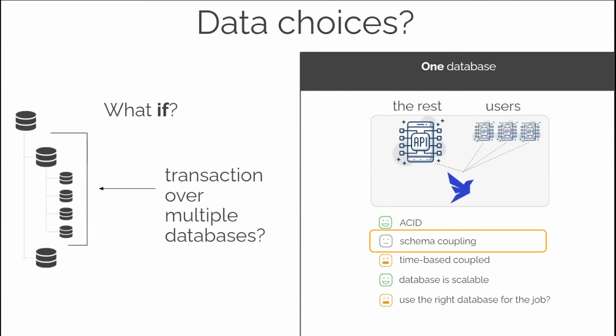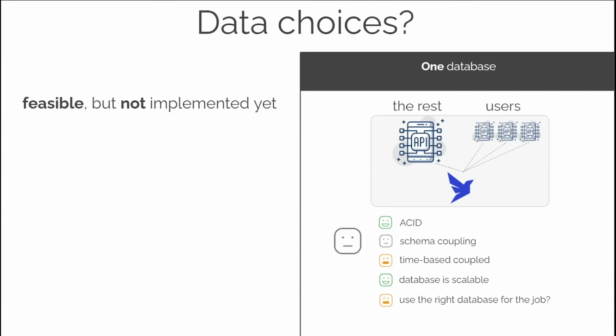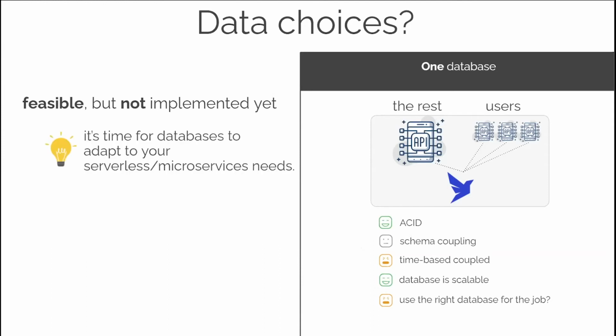But what if you could actually execute transactions over multiple databases? That would be awesome, right? However, I have to disappoint you. I mentioned it because it's feasible, but we haven't implemented it yet. The idea here is that it's time for databases to adapt to your serverless and microservices needs, instead of the other way around, instead of creating algorithms to cope with the things that it can't do.